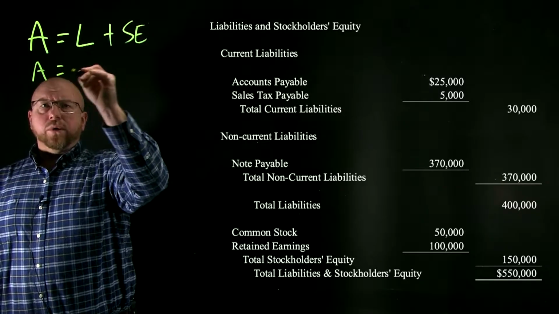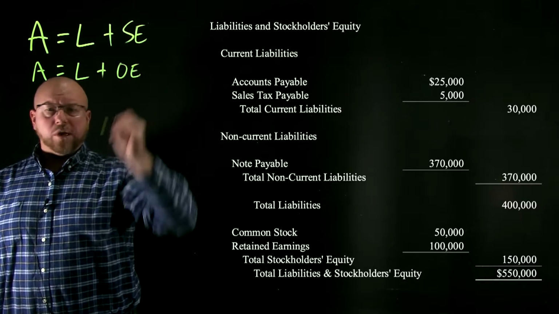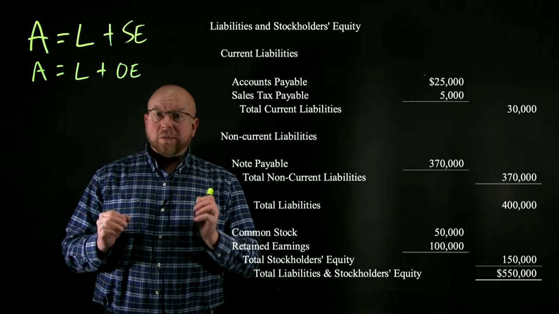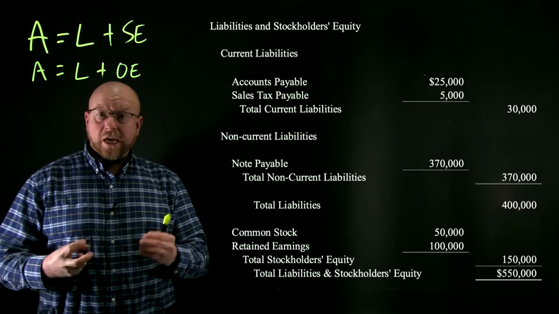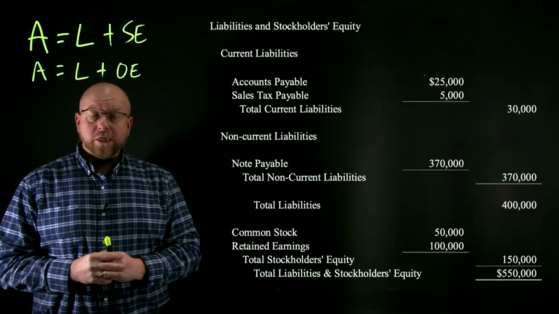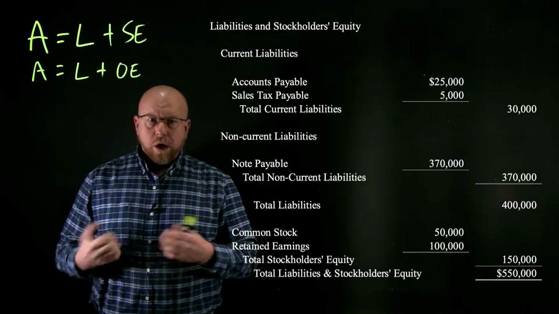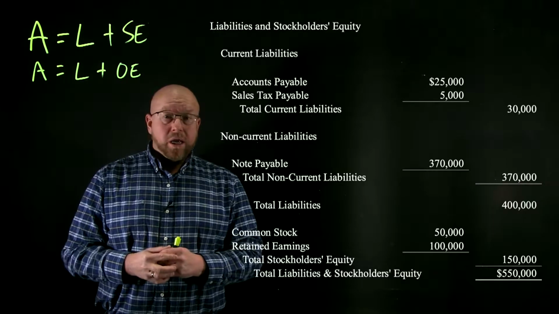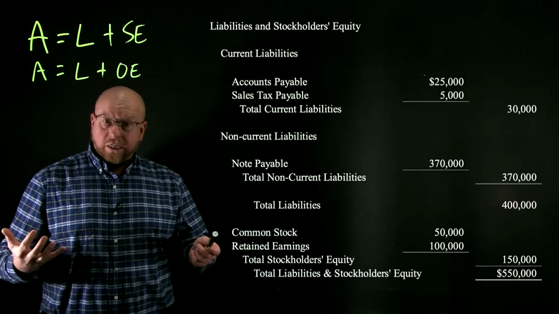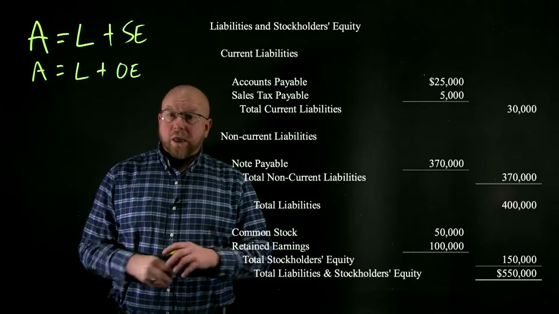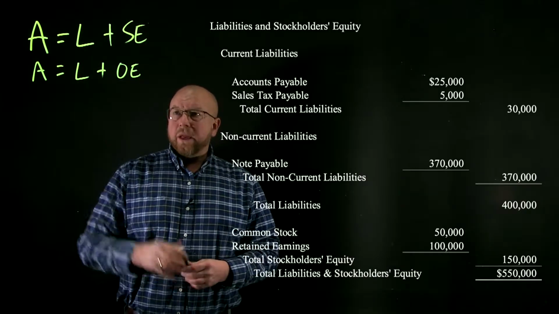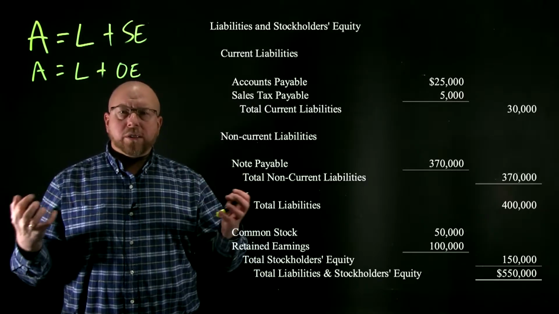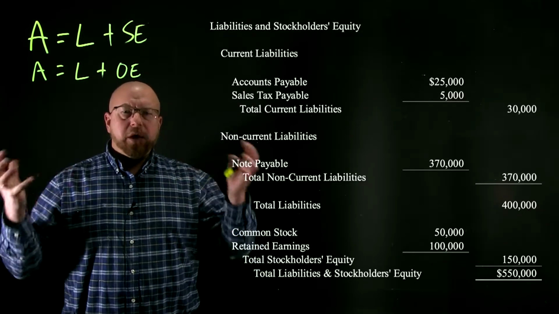Sometimes I like to refer to it as assets equal liabilities plus owner's equity, simply because stockholders' equity refers specifically to a corporation because stockholders own shares of a corporation. Owner's equity is a more broad term because an entity might be organized as a corporation, but it also could be an LLC, a limited liability company. It could be a partnership. It could simply be a sole proprietorship. So when I say owner's equity, I'm simply referring to corporations and LLCs and partnerships, so very broadly.